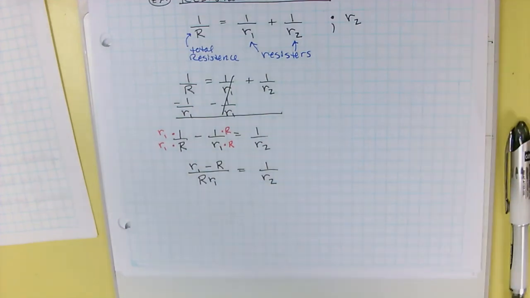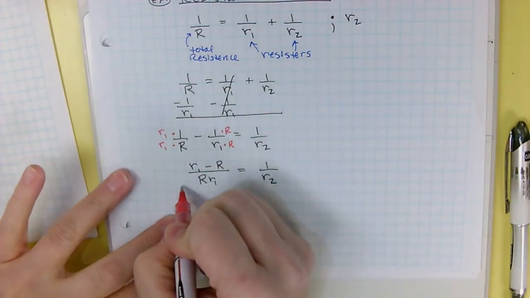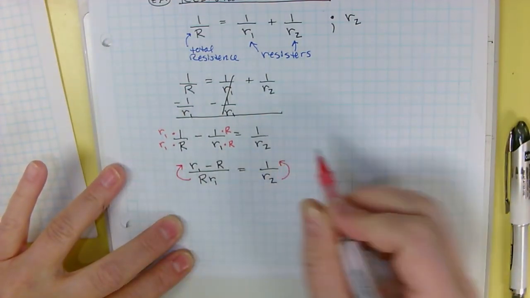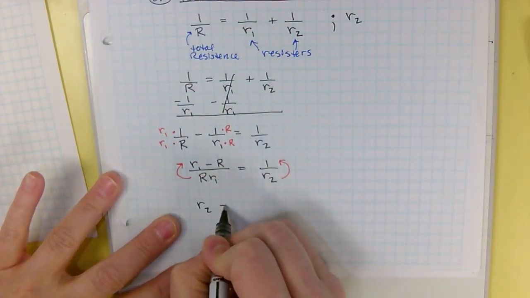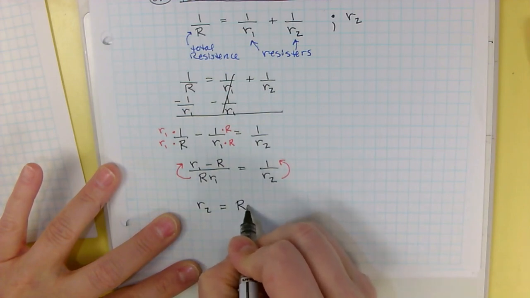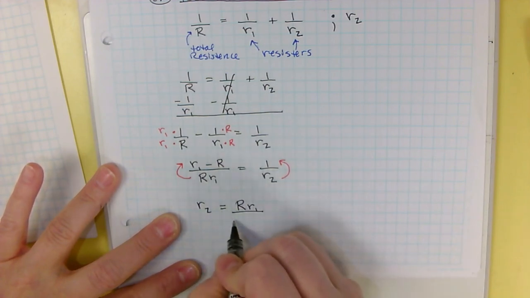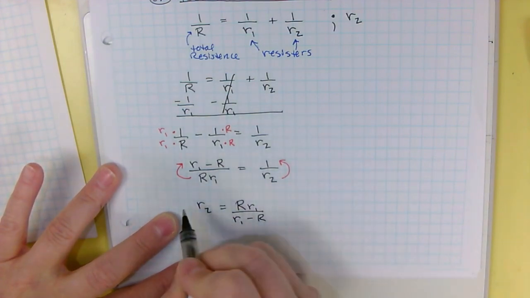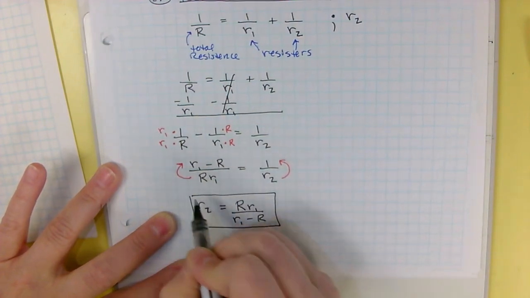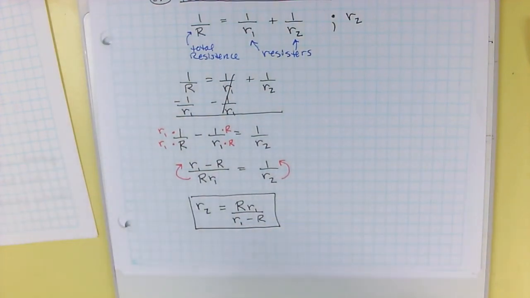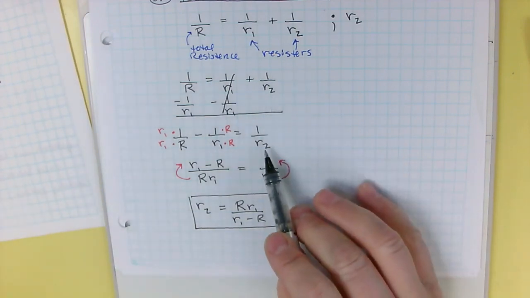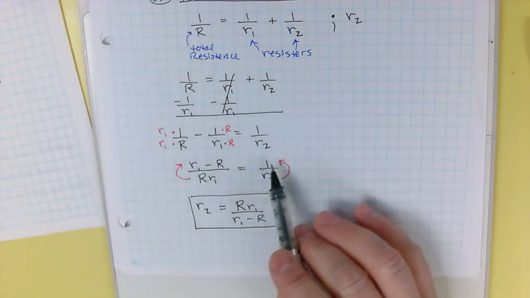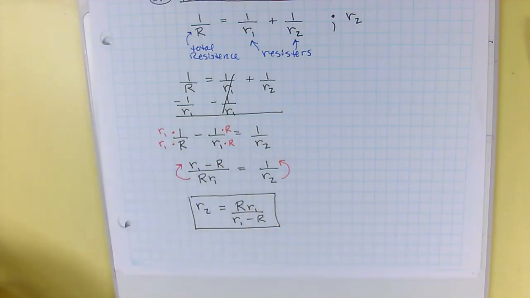Okay, now that you have a fraction equaling a fraction, we can do flippy step and flip both sides of the equation. r sub 2 goes to the top, and then on the right I have capital R times r sub 1 over r sub 1 minus R. And that would be the formula solved for r sub 2. So in that case, we wanted to get the 1 over r sub 2 alone, make it a fraction equaling a fraction, and then do flippy step.